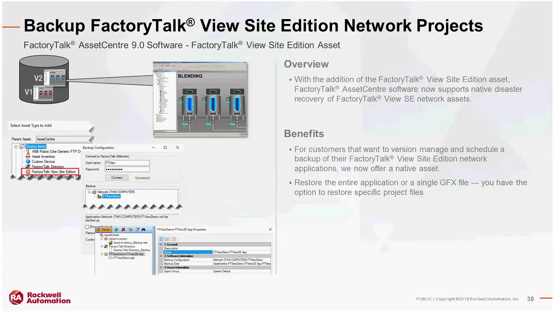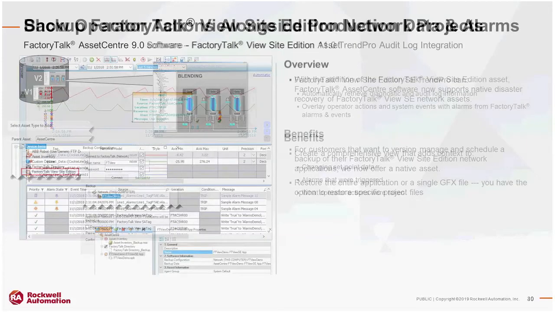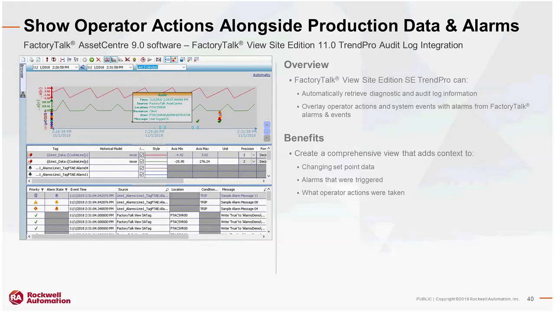Those of you using FactoryTalk View SE, our network distributed HMI software, will experience premier integration with AssetCentre. So now you can natively back up FactoryTalk View SE projects within AssetCentre. Additionally, within the Trend Pro tool in FactoryTalk View SE, you can show operator actions from AssetCentre alongside production data and FactoryTalk alarms. So this helps add context during troubleshooting situations.